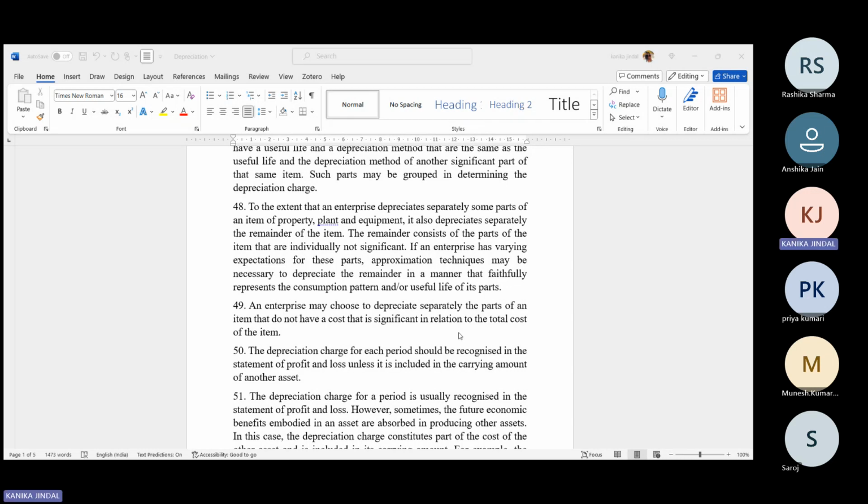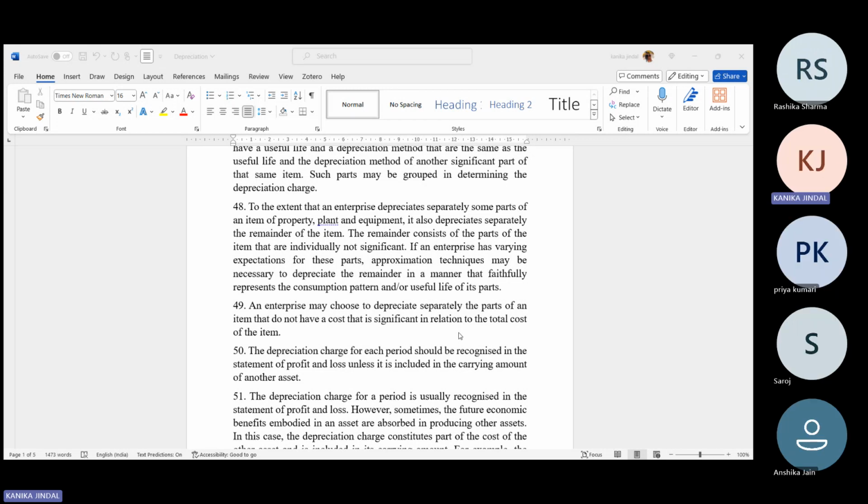Next is the depreciation charge for each period should be recognized in the statement of profit and loss unless it is included in the carrying amount of another asset. So जब आप अपनी इनकम स्टेटमेंट बनाते हैं, प्रॉफिट एंड लॉस अकाउंट बनाते हैं, तो वहां पे आप डेबिट साइड पे हमेशा डेप्रिसिएशन चार्ज दिखाते हैं. इफ देयर इज डेप्रिसिएशन, अगर आपने कोई डेप्रिसिएशन चार्ज की है तो वो आप हमेशा वहां पे शो करते हैं, राइट? सो वो ये बोल रहे हैं कि इट शुड बी रिकॉग्नाइज इन द स्टेटमेंट ऑफ प्रॉफिट एंड लॉस unless it is included in the carrying amount of another asset.